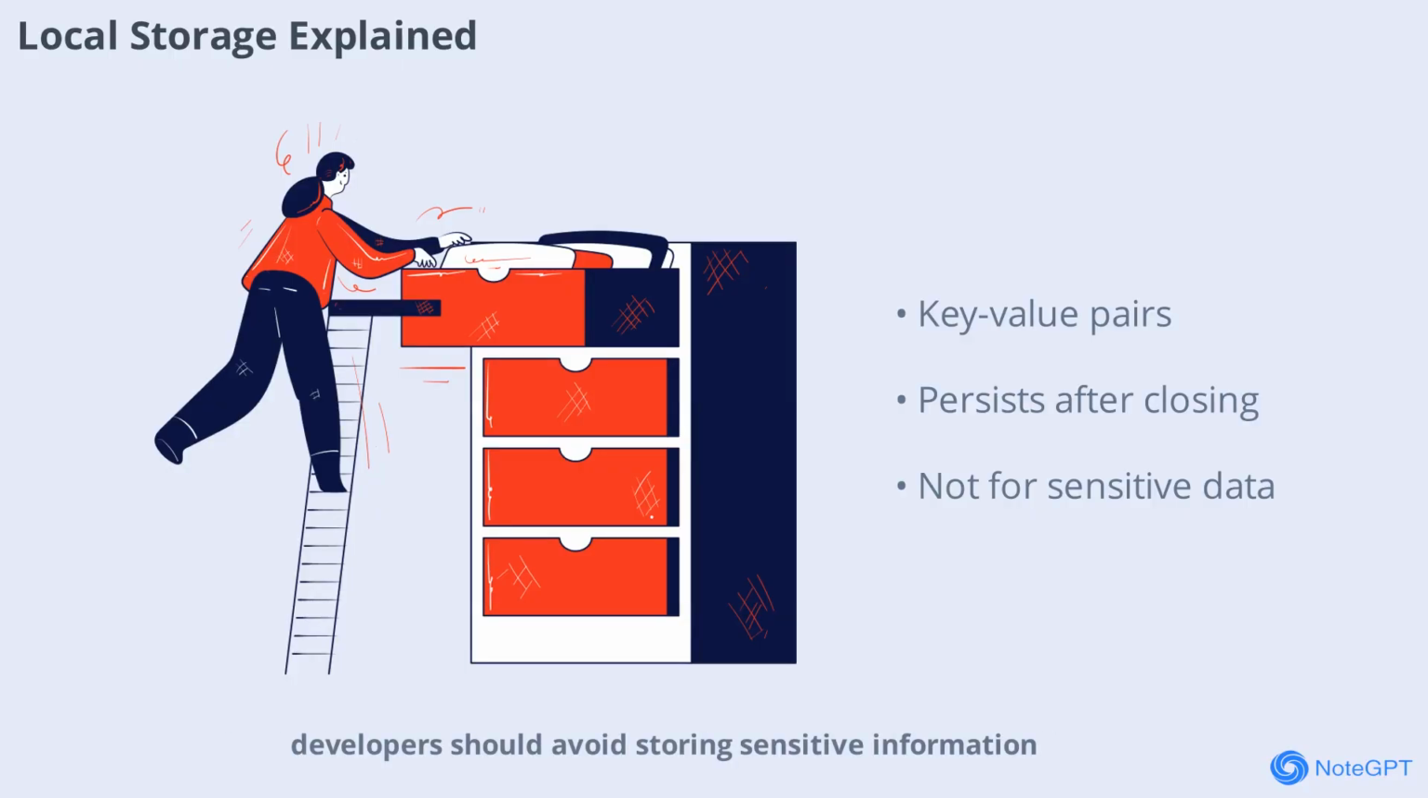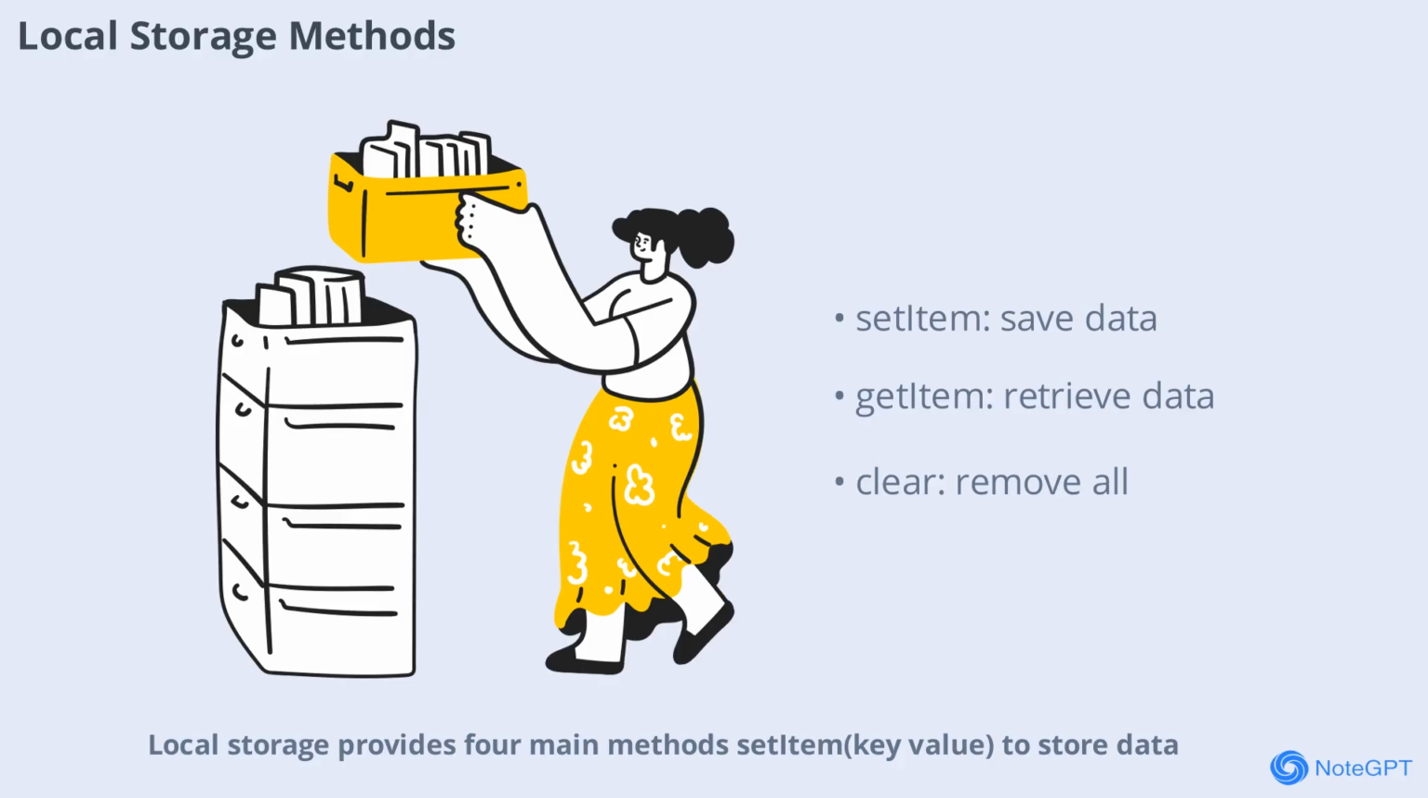However, developers should avoid storing sensitive information in local storage due to security risks. Local storage provides 4 main methods: setItem(key, value) to store data, getItem(key) to retrieve data, removeItem(key) to delete a specific entry, and clear() to remove all stored data. These methods make it easy to manage persistent data within the browser, supporting features like user preferences and application settings.